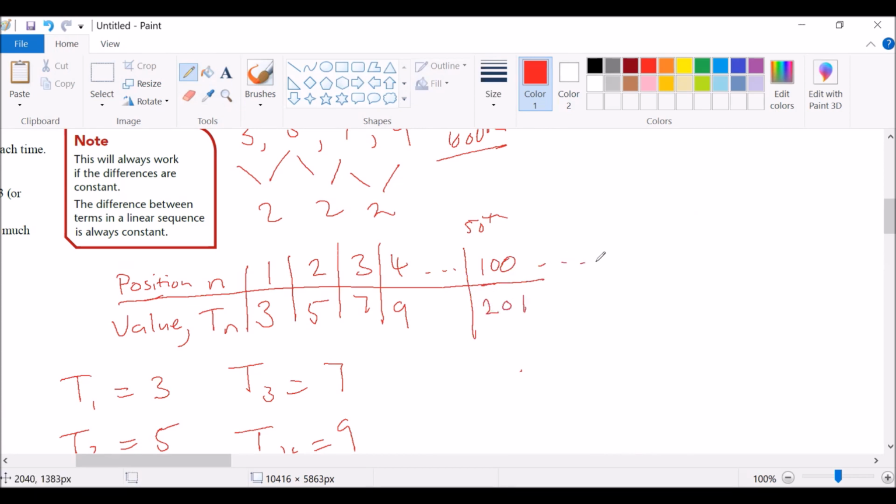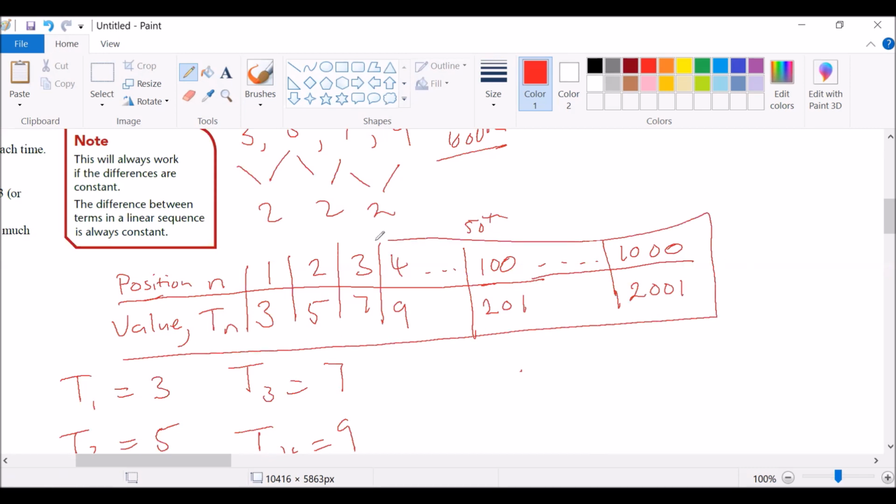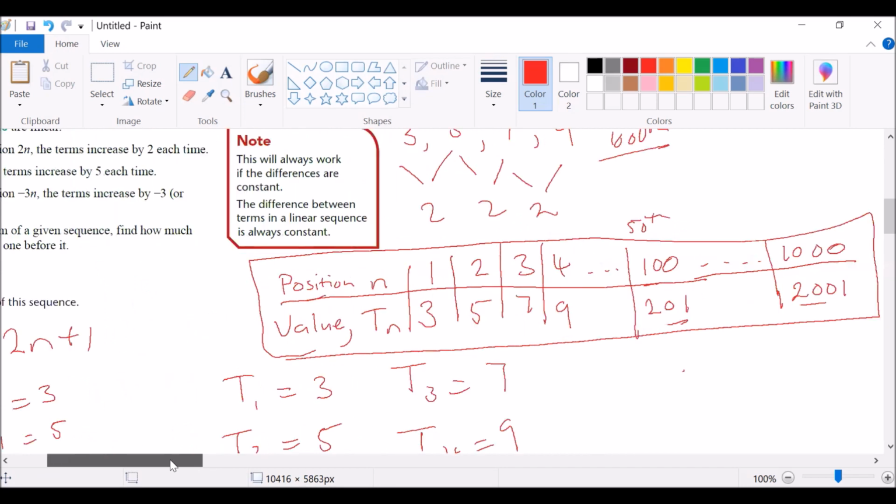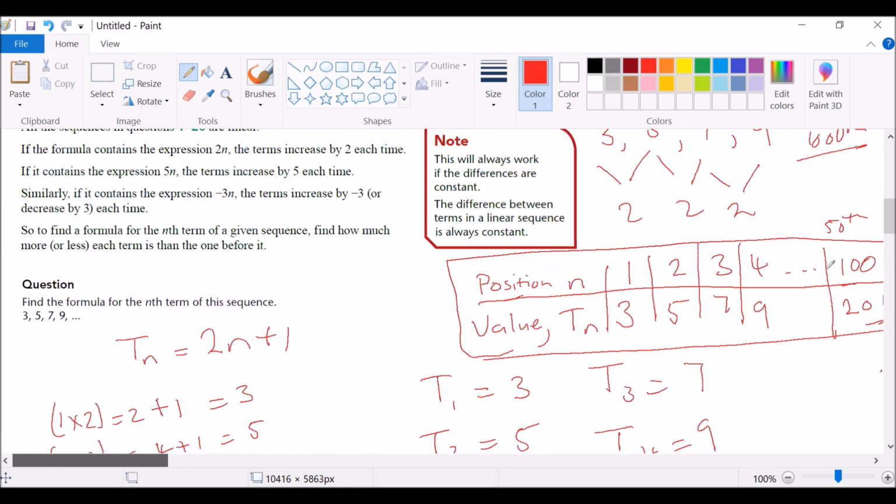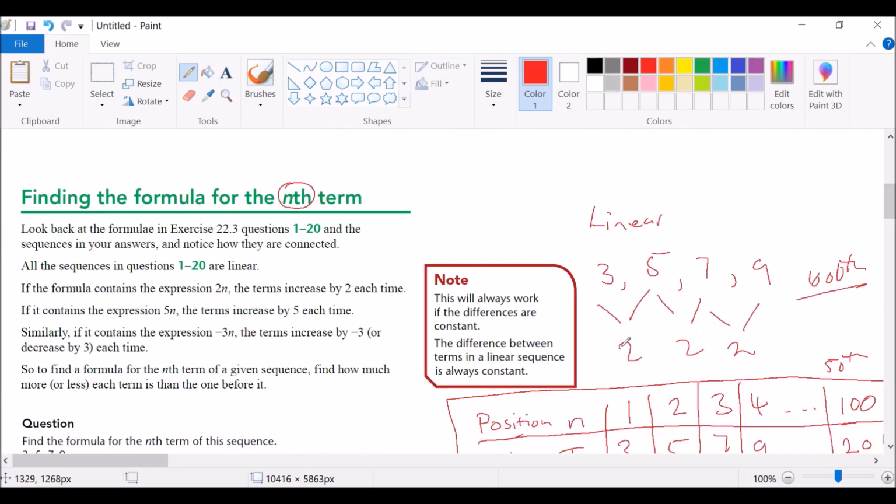If it goes on and we are at position 1000, it will be 2001. So that is the term. But it will be difficult to get. It would take a lot of time to get these values if we were using the term-to-term relationship. So this is a quicker way of obtaining any values that we want.